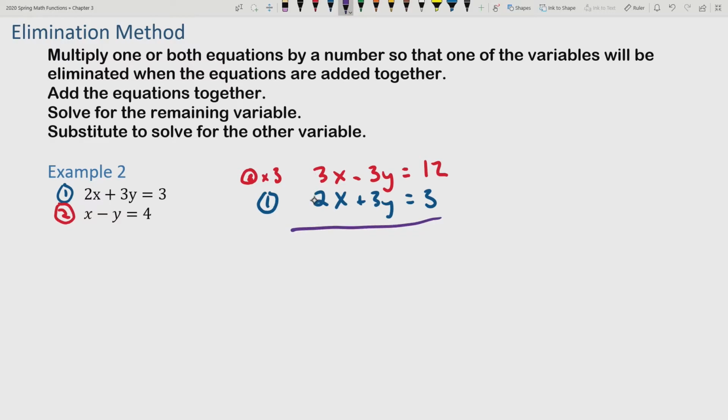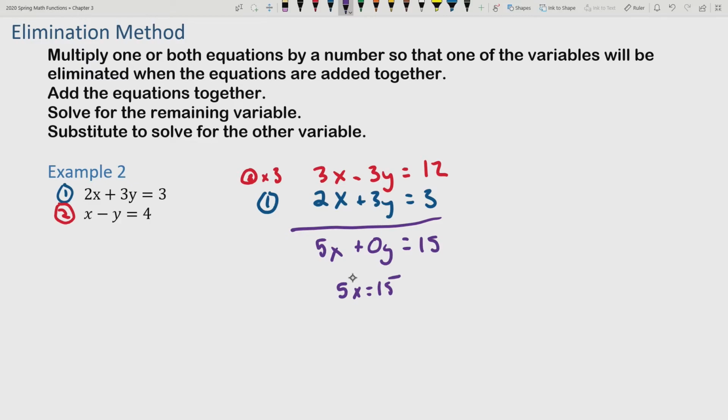3x plus 2x is 5x. Negative 3y plus 3y is 0 y's. 12 plus 3 is 15. This equation, 5x equals 15, doesn't have any y's in it, which was our goal. Once we've done that, we want to solve for the remaining variable.